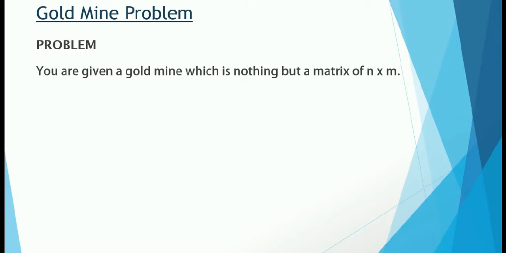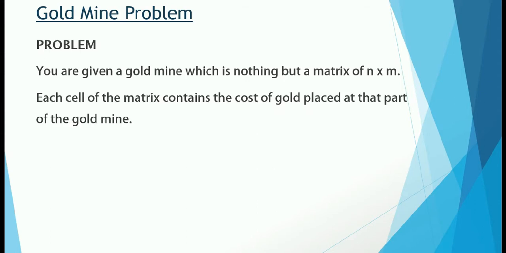You are given a gold mine which is nothing but a matrix of n into m. So this is a gold mine problem, but that gold mine is represented by a matrix of n rows and m columns. Each cell of the matrix contains the cost of gold placed at that part of the gold mine. So we have a matrix which represents a gold mine. In the gold mine there will always be gold, so each cell of this matrix represents the cost of gold available at that part.